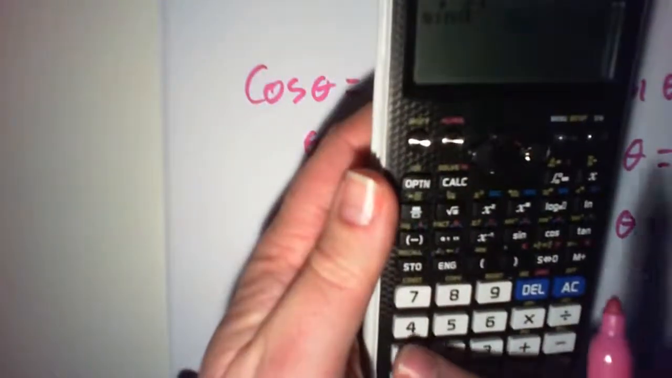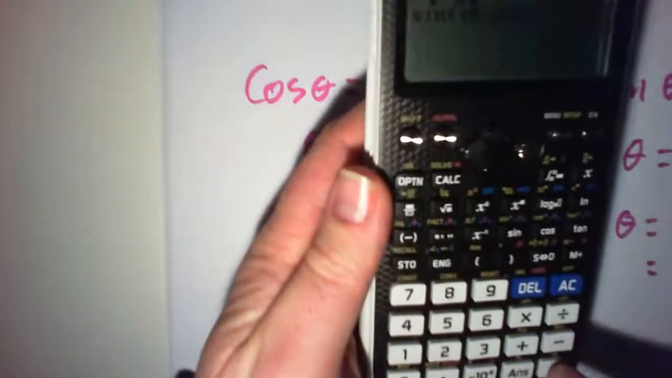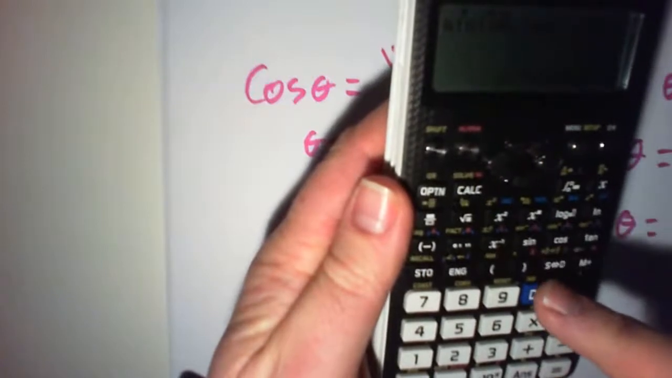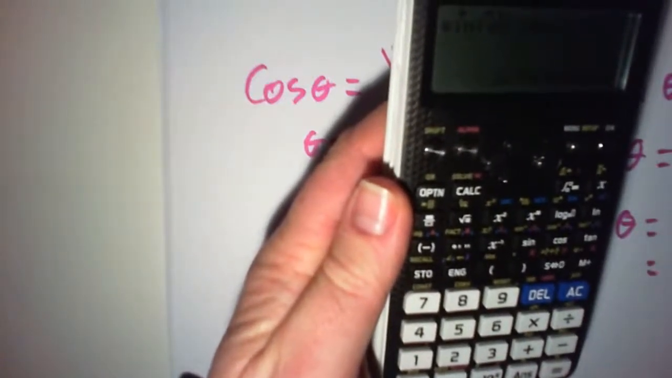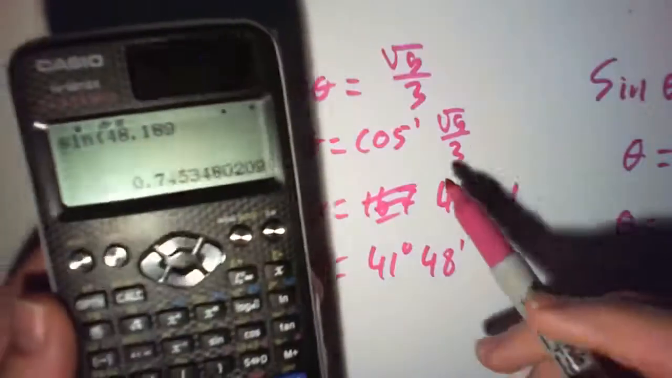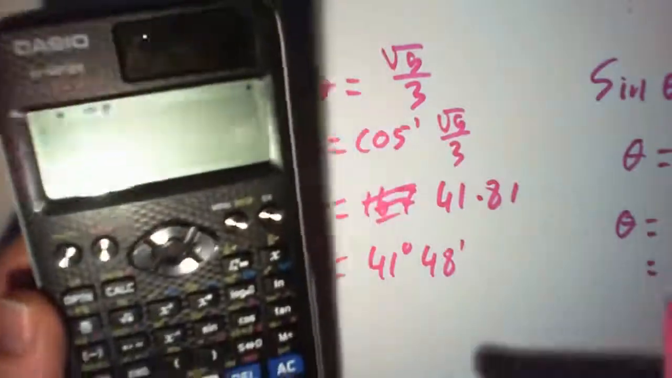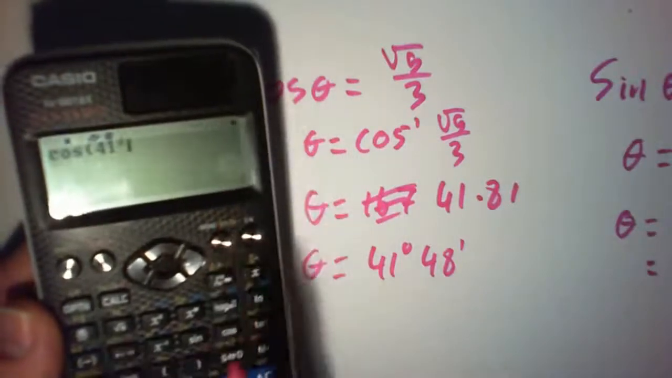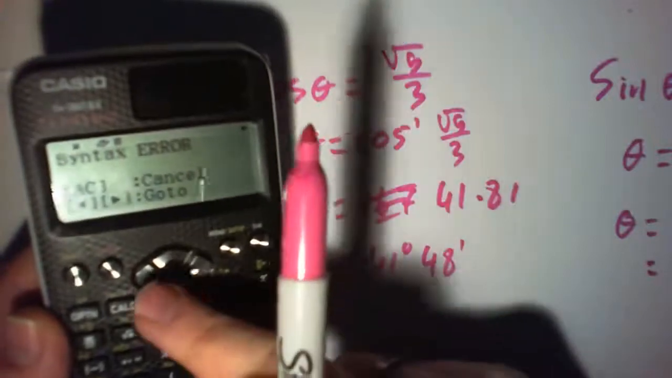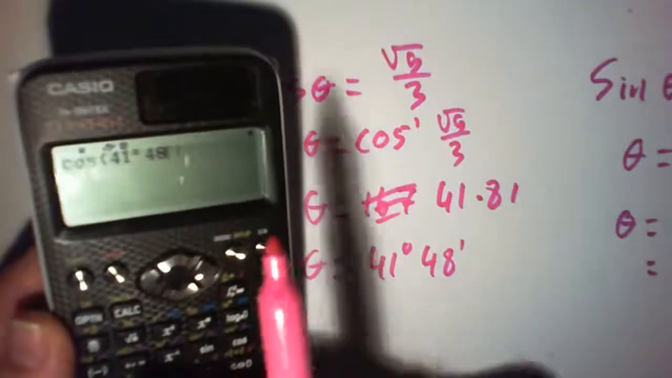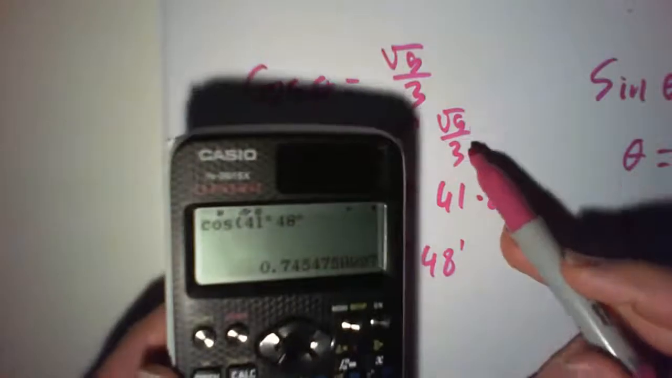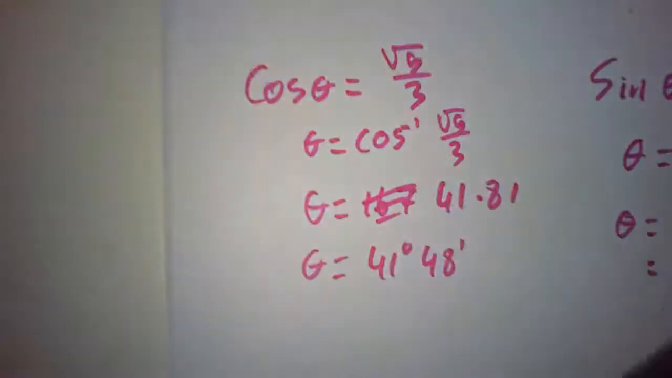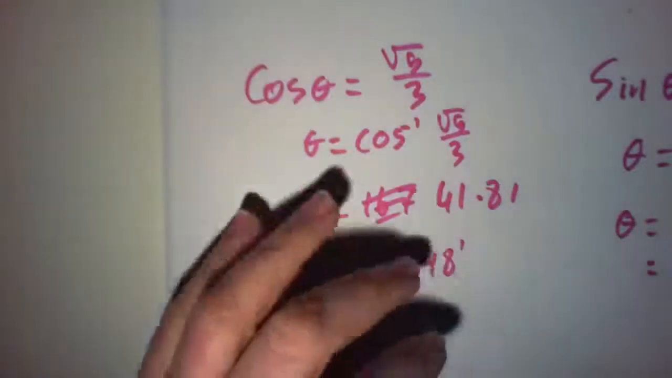Sine of 48.189 is 0.7, which is what that is. No, it's actually what that is. I'll try it. Cos of 41 degrees, 48 minutes, and that's what that is. You know, it's the same answer because it is what it is. So it actually does work. It's pretty cool.